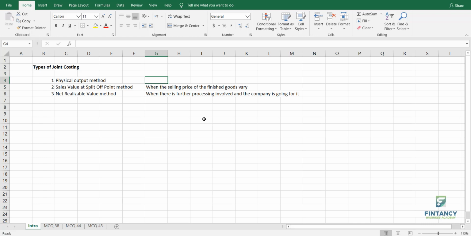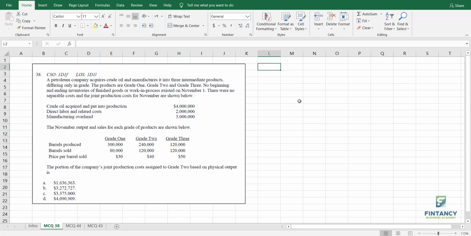And when will you use the physical method? When the selling price of the finished goods doesn't vary, meaning they are very close. For example, maybe one product is 50 and the other is 51 or 52. That's okay, it will be easy for us if we use the physical output method. Getting the story, everyone? If I ask you which one is the best method, you cannot say that. You will say it depends on the company situation and the company policy.